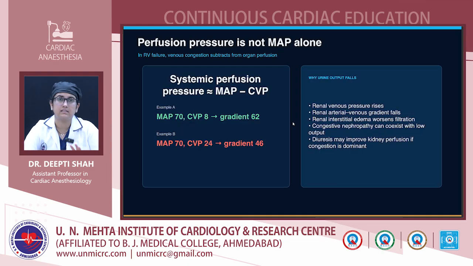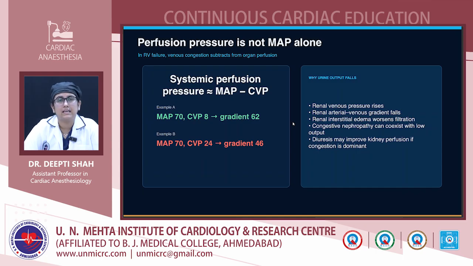Now, how do we say that there will be times when mean arterial pressures are normal, but despite that organ failure is taking place? Perfusion of any organ is not dependent just on mean arterial pressure, rather it is dependent on the arterial pressure minus the organ venous pressure, which is the perfusion pressure, and in most cases this venous pressure is equivalent to the central venous pressure.